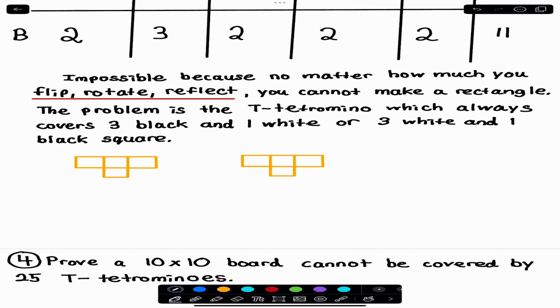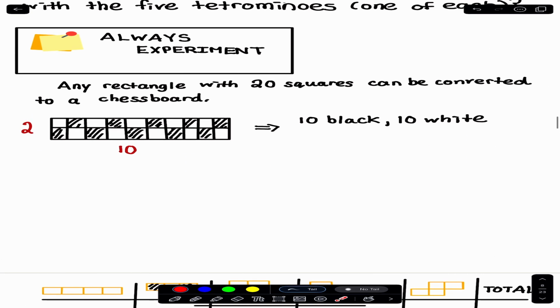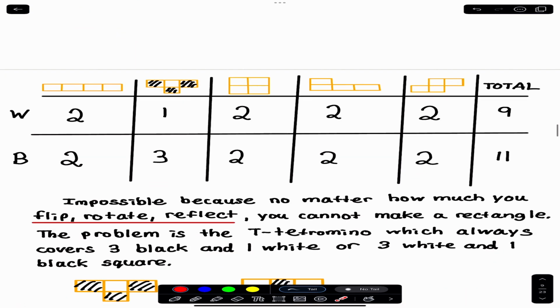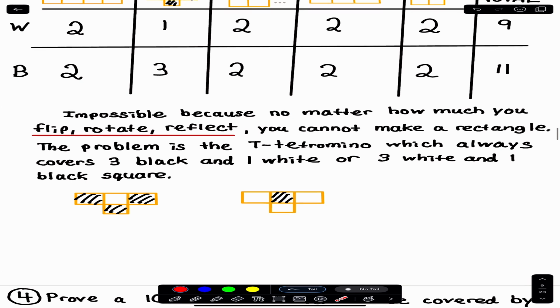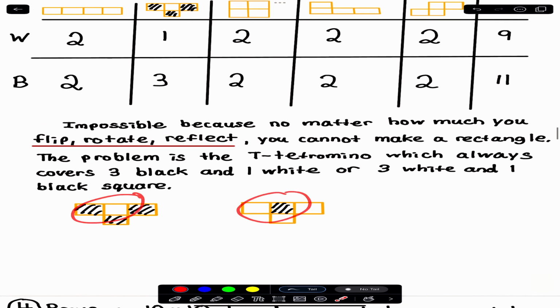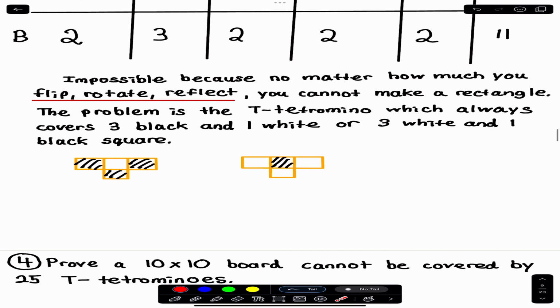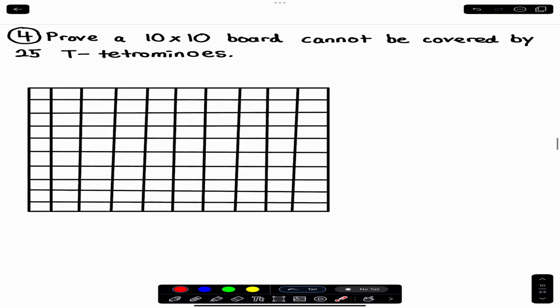So the T covers either 3 black and 1 white, that would be the one I showed over here, or it covers 3 white and 1 black. So that would be like this. So above, 3 white and 1 black would be this one, right? Over there. Anyways, it doesn't really matter which one. It just doesn't add up mathematically. Beautiful. Let's go on to the next problem.